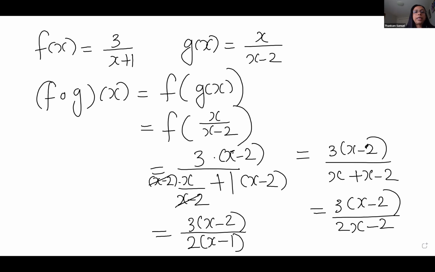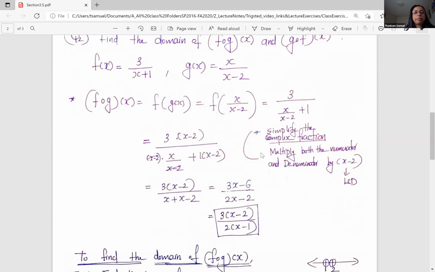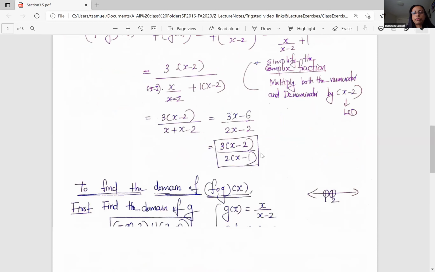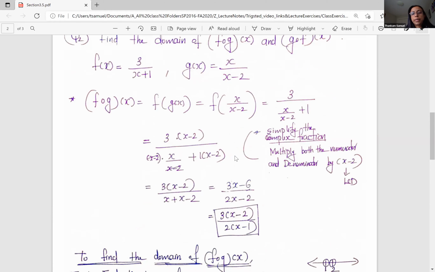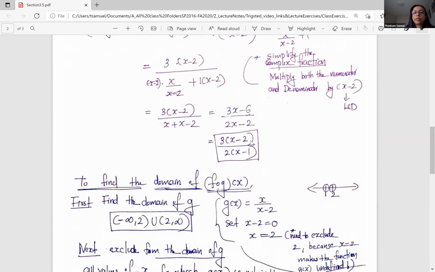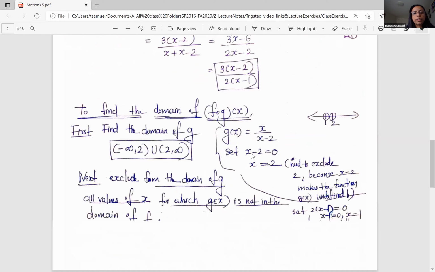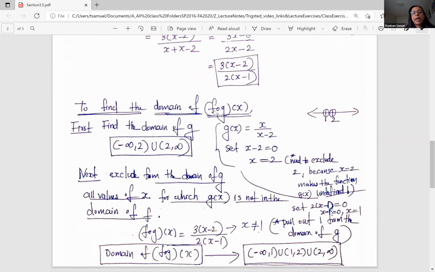Now let's find the domain of this composite function. We have already found f of g of x, that is 3 times x minus 2 over 2 times x minus 1. To find the domain of f of g of x, first we need to find the domain of the inner function, that is g of x. We know that g of x equals x over x minus 2.